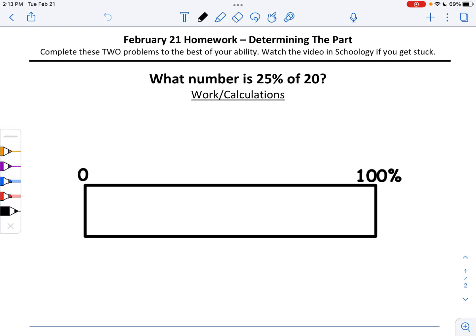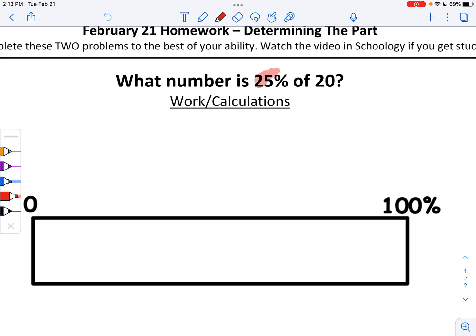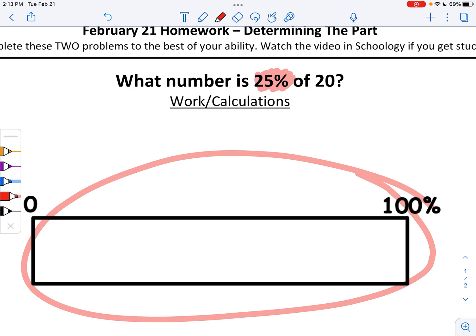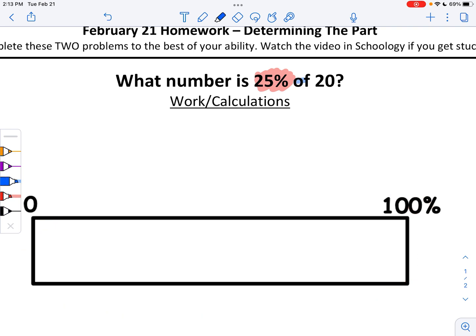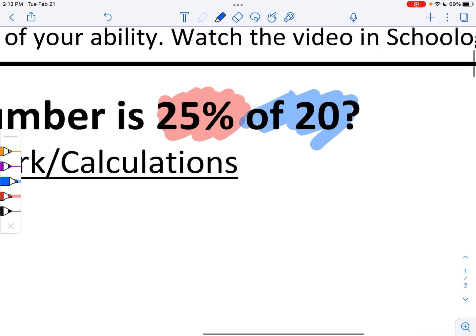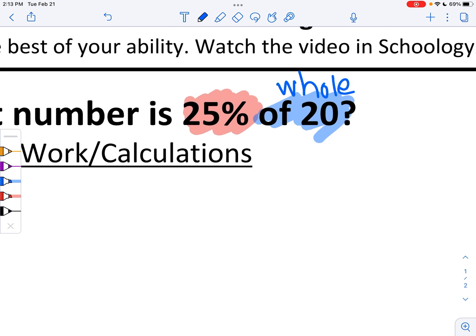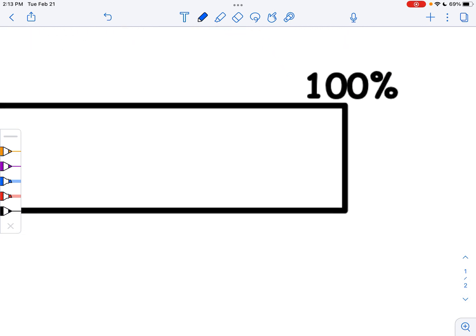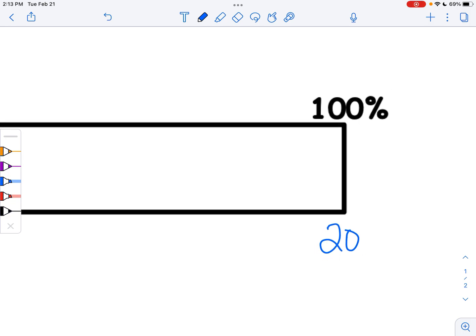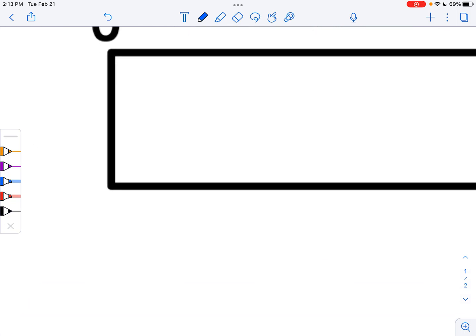Today's homework is asking you to find how much a certain percent is out of a total. So if I look at question number 1, it says, what number is 25% of 20? We are going to be coloring in part of this giant rectangle down below. I also see that it says of 20. You might remember from our video in class today, that's the whole. That means the whole bar down below, 100%, we need to write 20. And on the other side, underneath the 0%, we need to write 0.